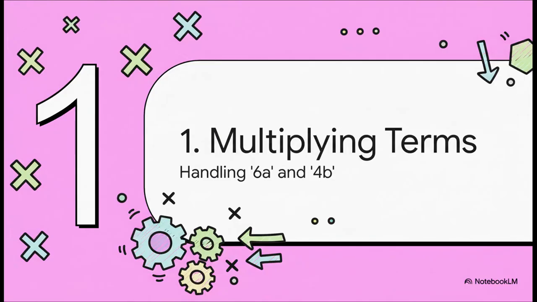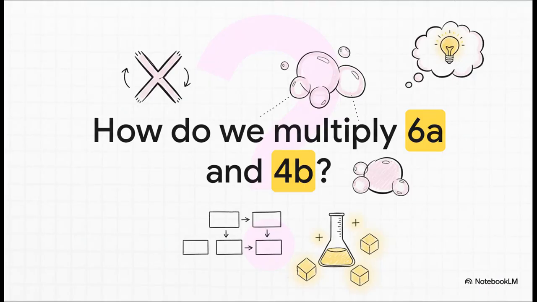All right, first up, multiplying single terms. A term is just a number and a letter hanging out together, like 6a. Think of it as the basic building block. And the rule for multiplying them is so easy. So let's look at our first little puzzle. We've got 6a, and we want to multiply it by 4b. How do you think we should do this? I promise, it's way easier than it looks.